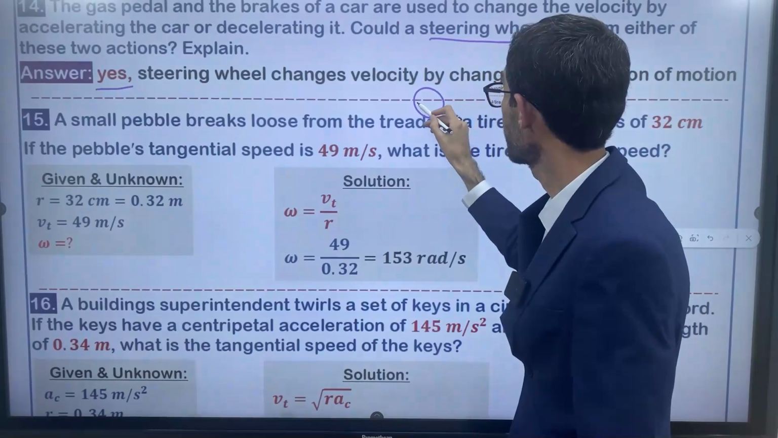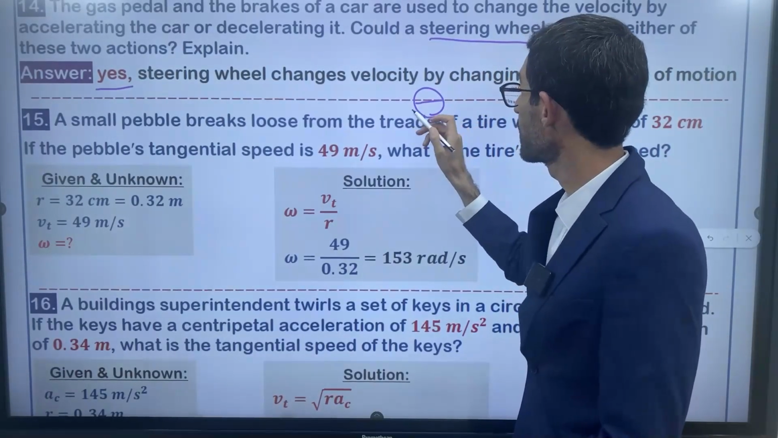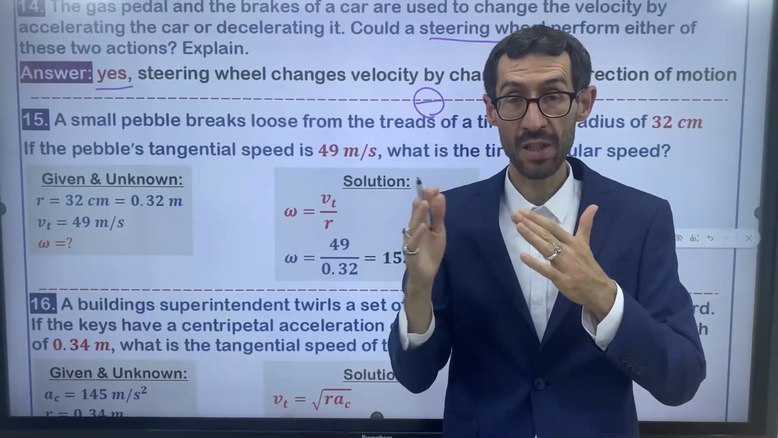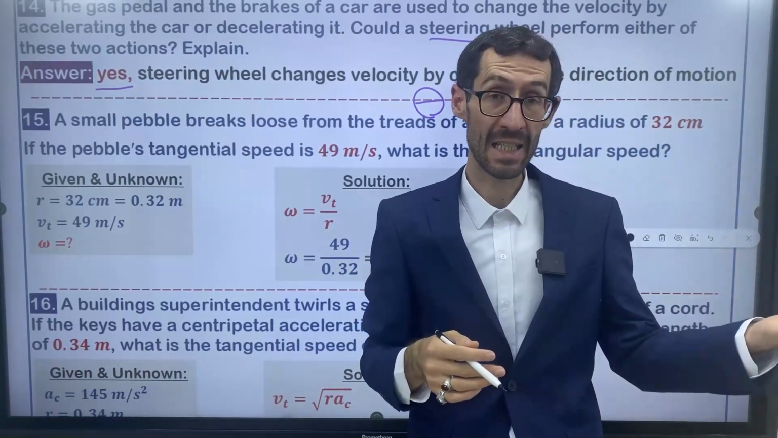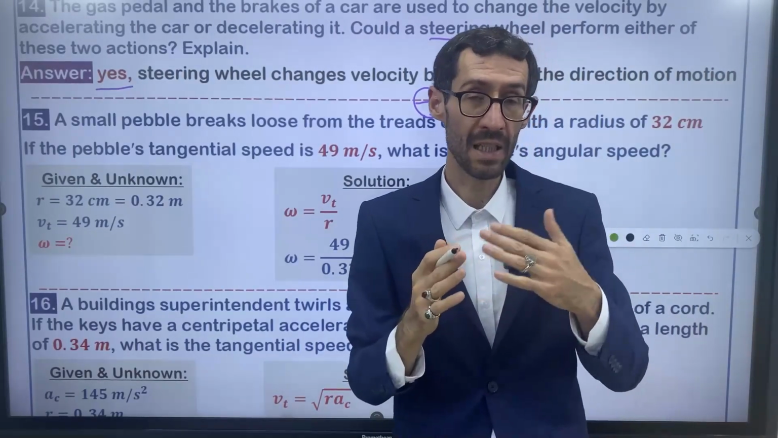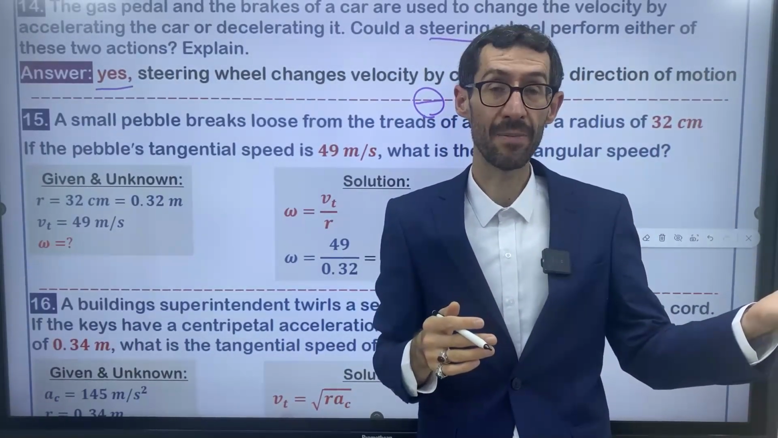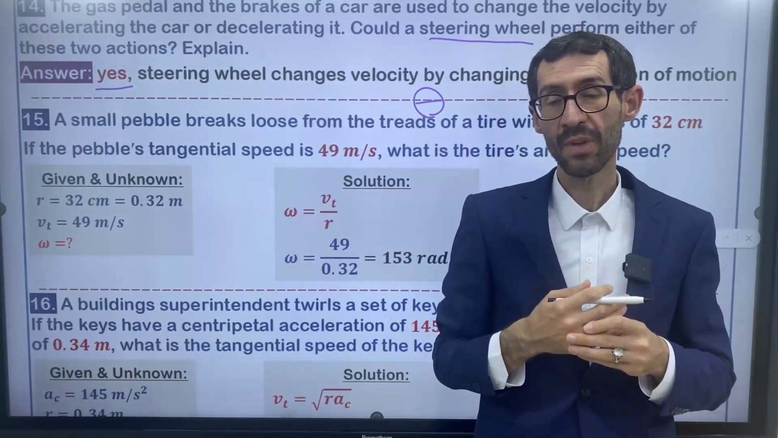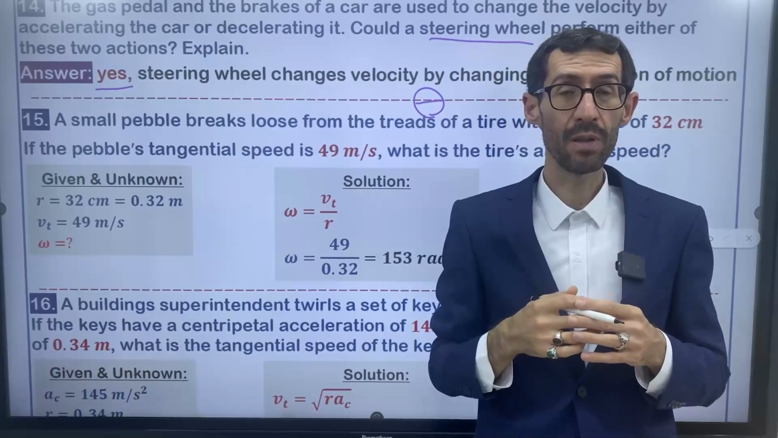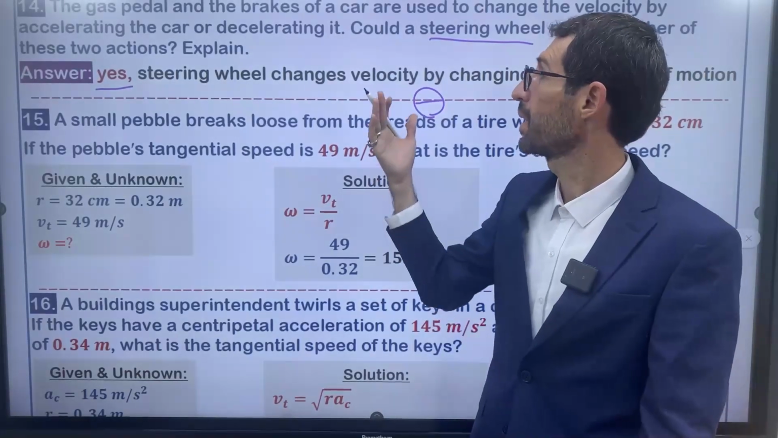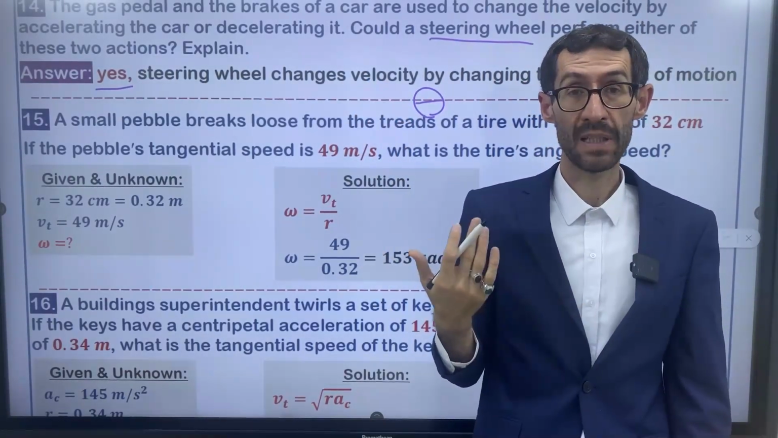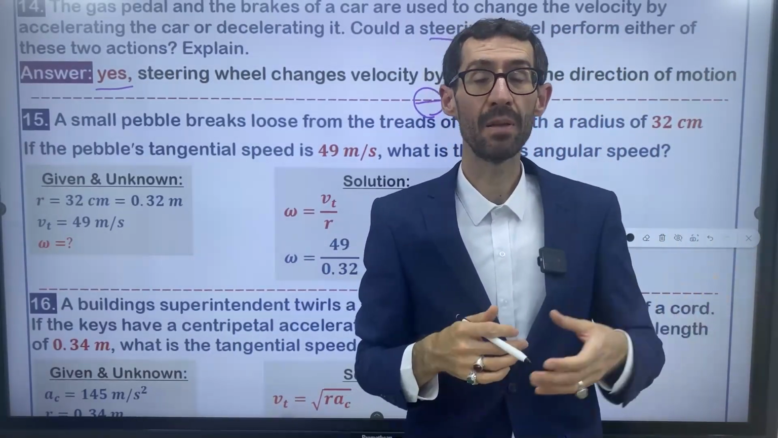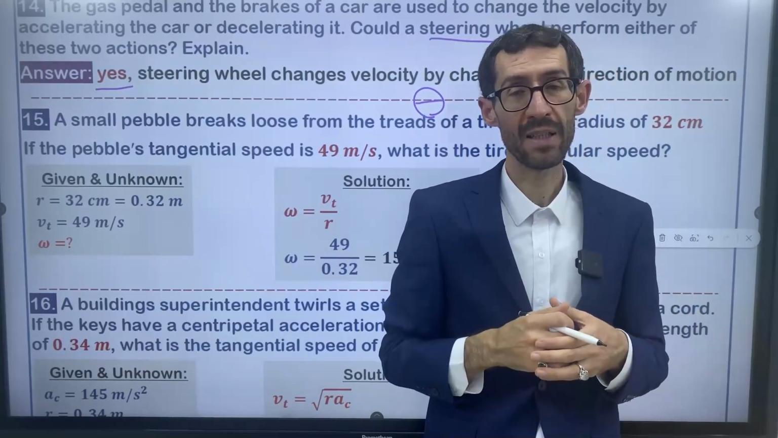This is a steering wheel, right? Whenever the driver turns the steering wheel, it changes the direction. Whenever it changes the direction, it changes the velocity. Let me give you an example about this case. Teacher, how can a steering wheel be an alternative for, for example, the gas pedal? How does a steering wheel speed up the car? Let me give you an example.